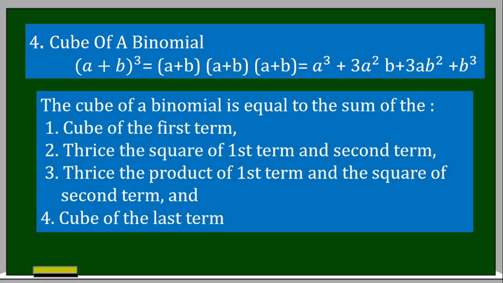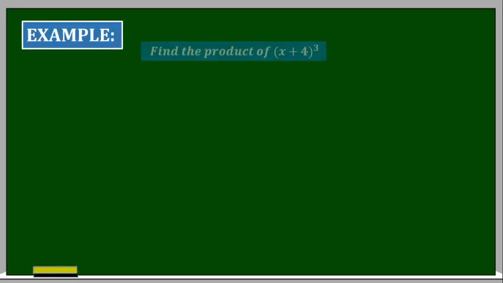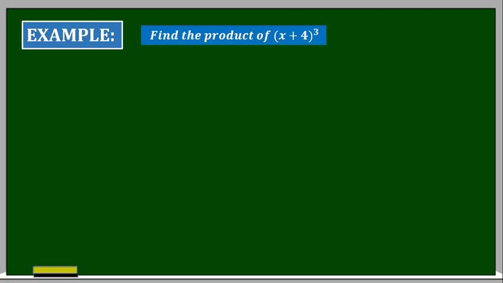Take note, the cube of a binomial is equal to the sum of the cube of the first term, thrice the square of the first term and second term. Number 3, thrice the product of the first term and the square of the second term. And number 4, cube of the last term. For instance, if we have this example, find the product of quantity x plus 4 cubed.